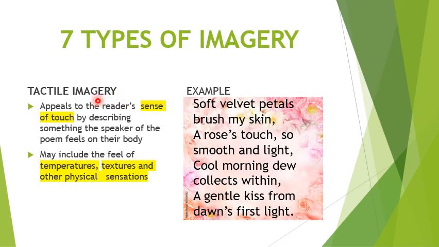We have tactile imagery, which appeals to the reader's sense of touch by describing something the speaker of the poem feels on their body. May include the feel of temperatures, textures, and other physical sensations. For example: Soft velvet petals brush my skin, a rose's touch, so smooth and light. Cool morning dew collects within, a gentle kiss from dawn's first light.